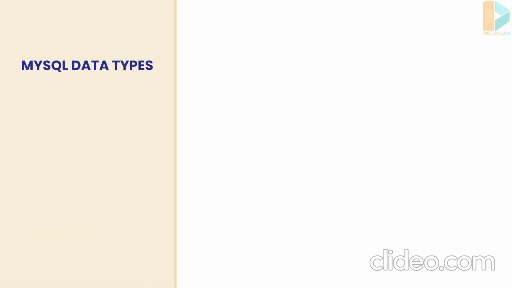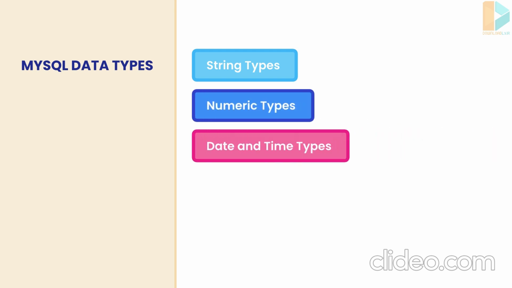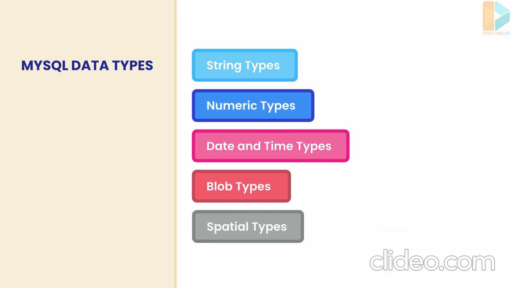In MySQL, we have several categories of data types. We have string types, numeric types, date and time types, blob types for storing binary data, and spatial types for storing geometric or geographical values. Over the next few lectures, we're going to explore various data types in each category. So let's get started.